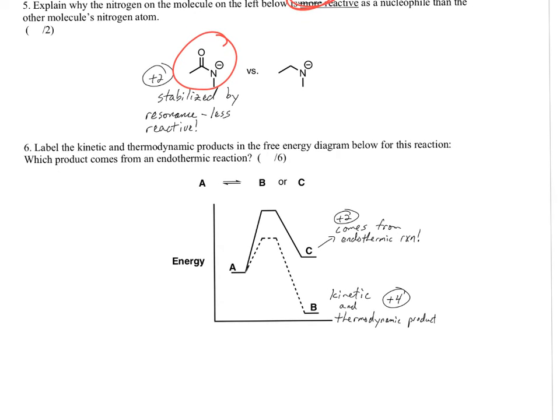Last one, a couple of folks had some confusion points here. Kinetic and thermodynamic products. The thermodynamic product just means the most stable product, so that's B. The kinetic product means the product that came from the lowest activation energy, so that's also B. And endothermic just means the product that was higher in energy than the starting material, so that's endothermic. A lot of folks kind of got the kinetic messed up. It just comes from the lowest hill. So sometimes one product can be both kinetic and thermodynamic. That's possible.